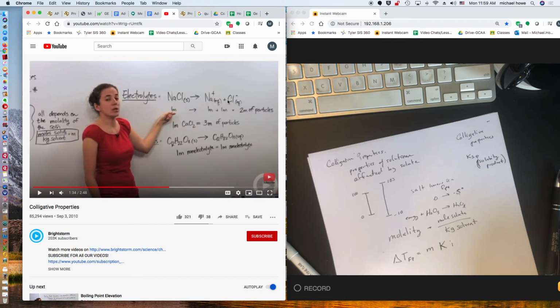because the formula unit actually splits apart. If you have calcium chloride, that's going to break into 3 pieces, because it's going to break into 1 calcium and 2 chlorides. So that's 3. So the i for sodium chloride would be 2. That is i, this i right here, called the van 't Hoff factor. The i for the calcium chloride would be 3, but the i for the sugar would only be 1.